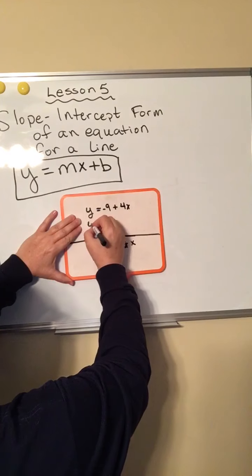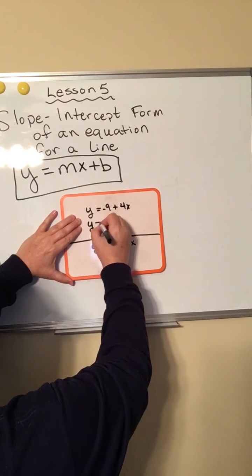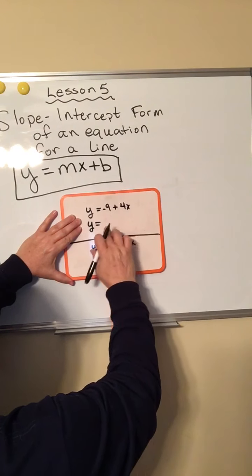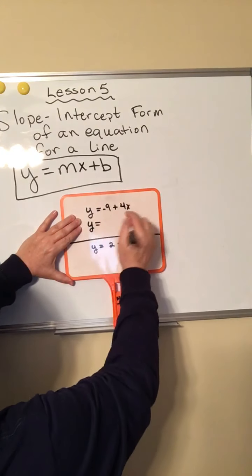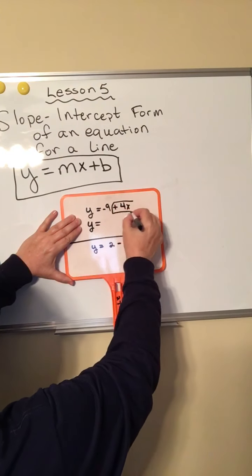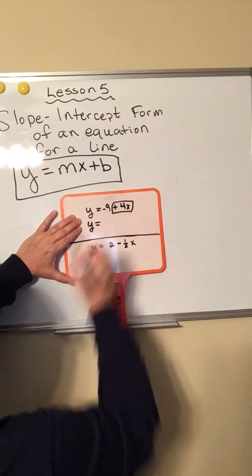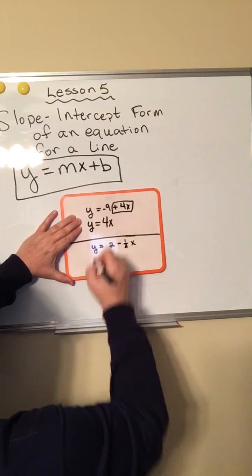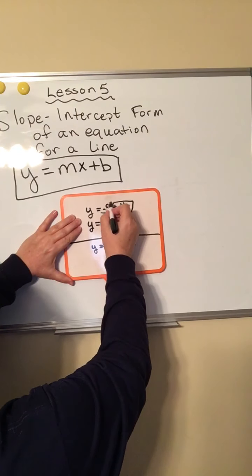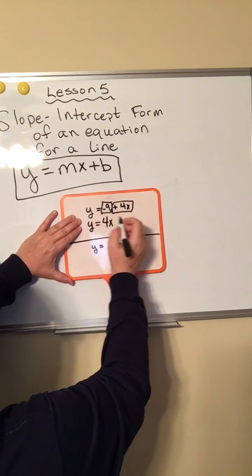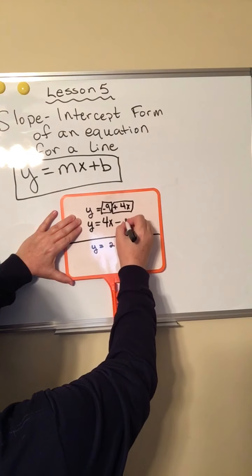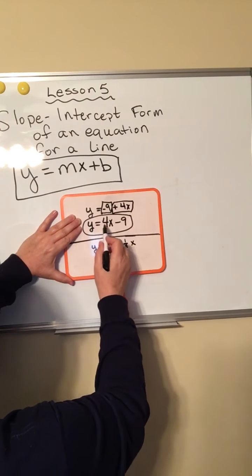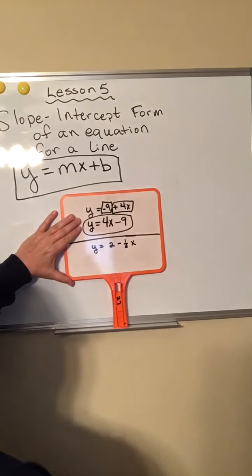So y is still going to go here. Equals is going to go here. We know that right after the equals, we need the mx, right? Well, what part of this is the mx? This part is. Remember, the sign goes with what it's in front of. So we bring this over here. This is my b, or my constant part of my equation. And now I'm in the right form. Y equals mx plus b.